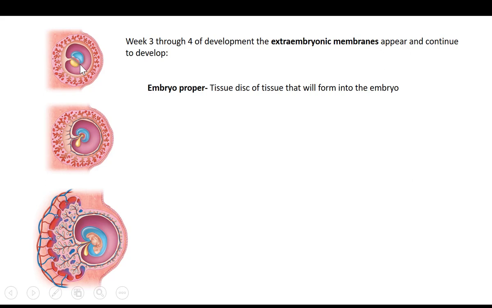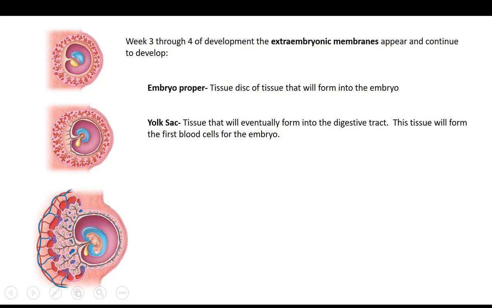So what I'm pointing to right here is the embryo proper. That is the embryo. That is what's going to become the fetus or the baby. And there's going to be a yolk sac. So here is this yolk sac right here. What happens in other species is that the yolk sac gives nutrients to the developing embryo, but that's not really how it happens in human beings.